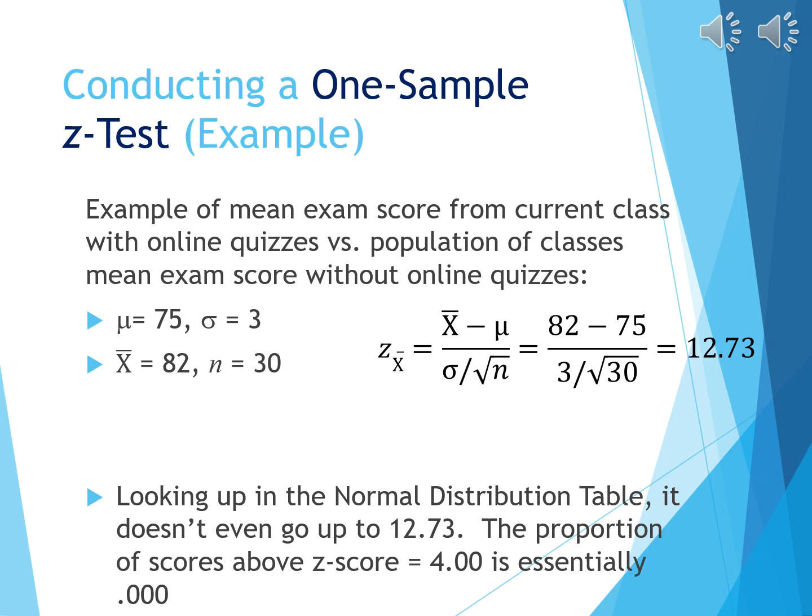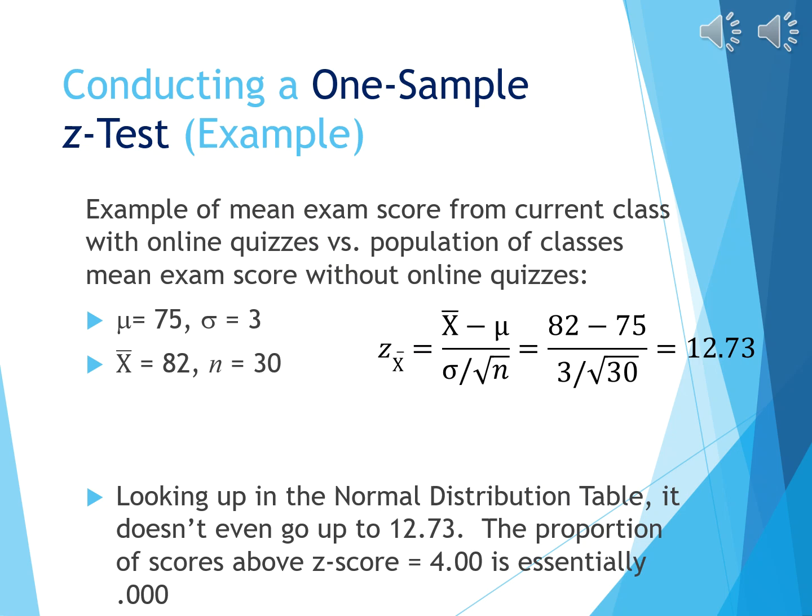And then you divide that by the standard error of the sampling distribution of sample means. To find the standard error, that is the population standard deviation divided by the square root of the sample size. So in this case, we have all those numbers already. We would plug in 82 minus 75 divided by the standard error, which is 3 over the square root of 30. If you work out the math, you get a z-score on the distribution of means of 12.73.